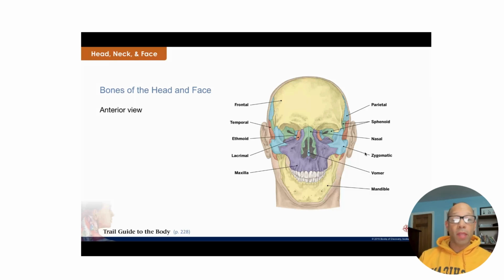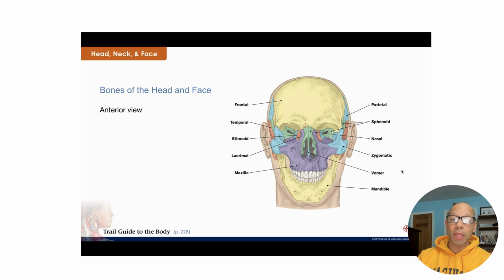And we have the zygomatic for the Z. There's one over here, that's the cheekbone. One over here, cheekbone, that's zygomatic. So there's two of those as well. And that's your zucchini. And then for the pizza, the P, you have two palatine bones.